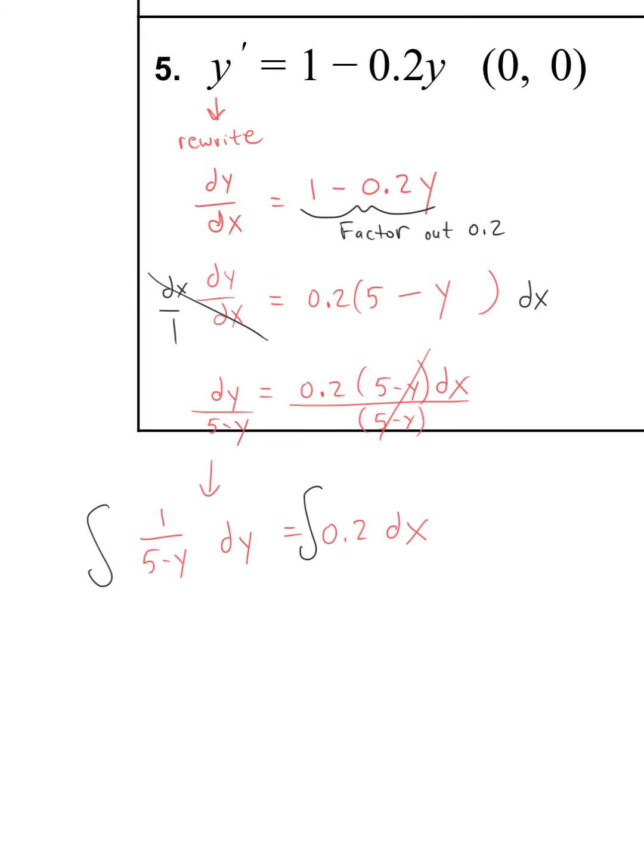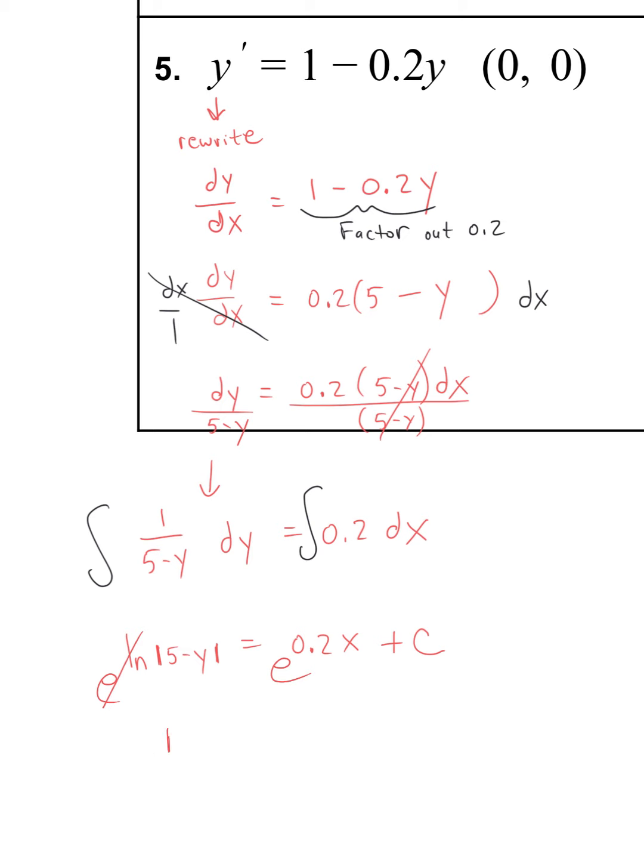Now we integrate. Because this is y to the first, we can use our antiderivative of 1 over y. If you remember, the antiderivative of 1 over y is ln absolute value of y. So again, because this is y to the first, we can use that. The antiderivative of 1 over 5 minus y is simply ln absolute value of 5 minus y. And again, that works because this is y to the first. On the right, that's just a power rule. The antiderivative of 0.2 is just 0.2x plus c.